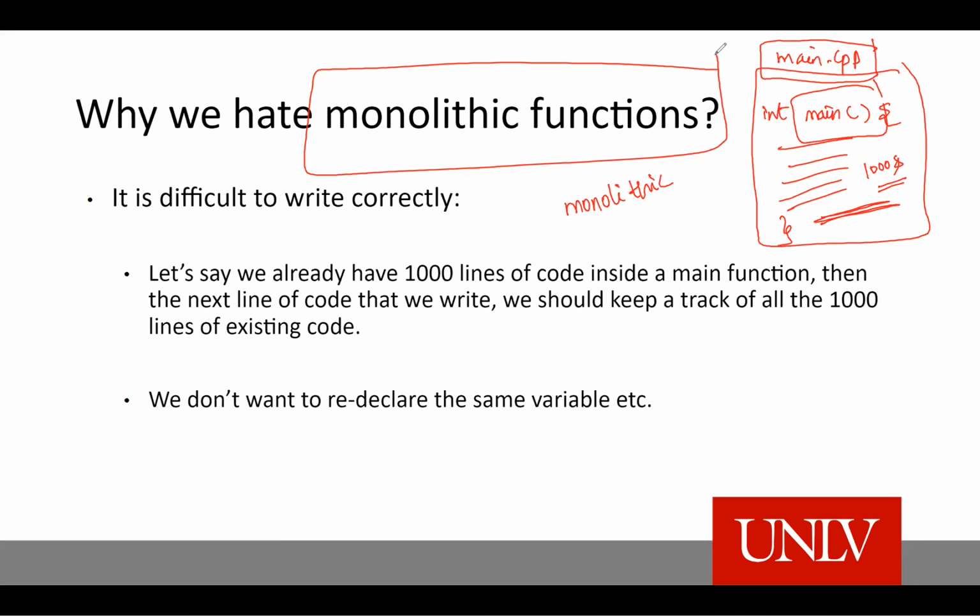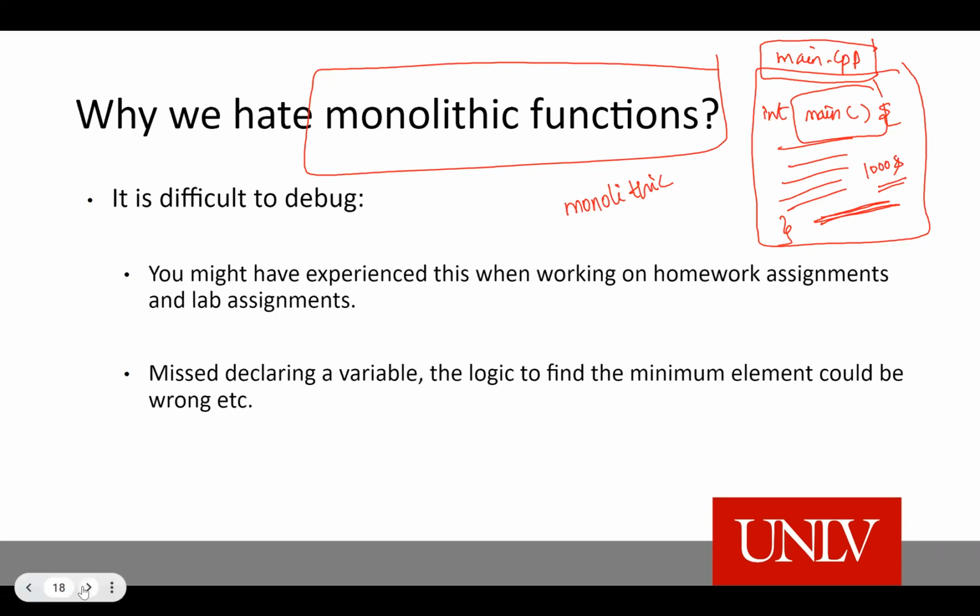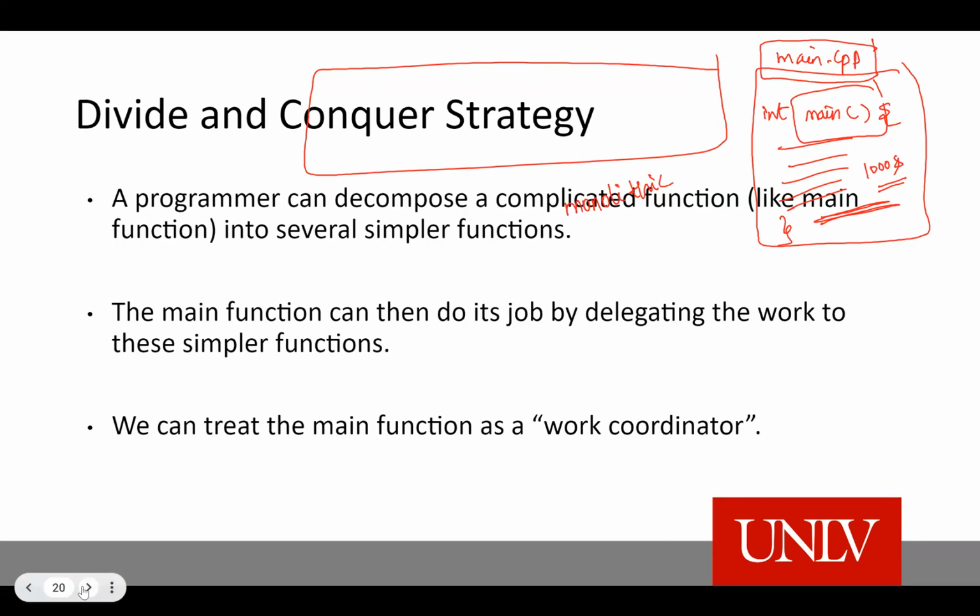So we may get some compiler errors, we may make some initialization errors, we may miss some semicolons and stuff. There are several other reasons as well on why we don't want monolithic functions. Please go through those reasons in these 3-4 slides. And now, what do we do then? What do we want to do if we don't want monolithic functions?